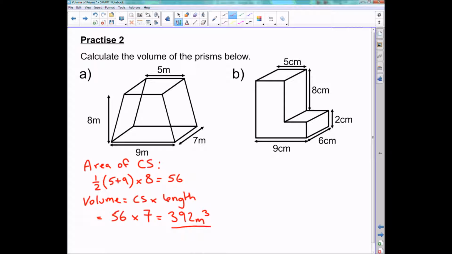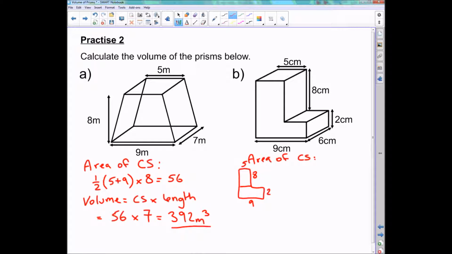Okay, so for the next question, which was the L shape, again, I'm going to start off by finding the area of the cross section. And in this case, it is pretty vital to draw a diagram out of the cross section, which is this L shape here. So drawing the L shape, I've got a distance of 5 at the top. I've got 8 as my first side, 2 down my second side, and 9 as my base.